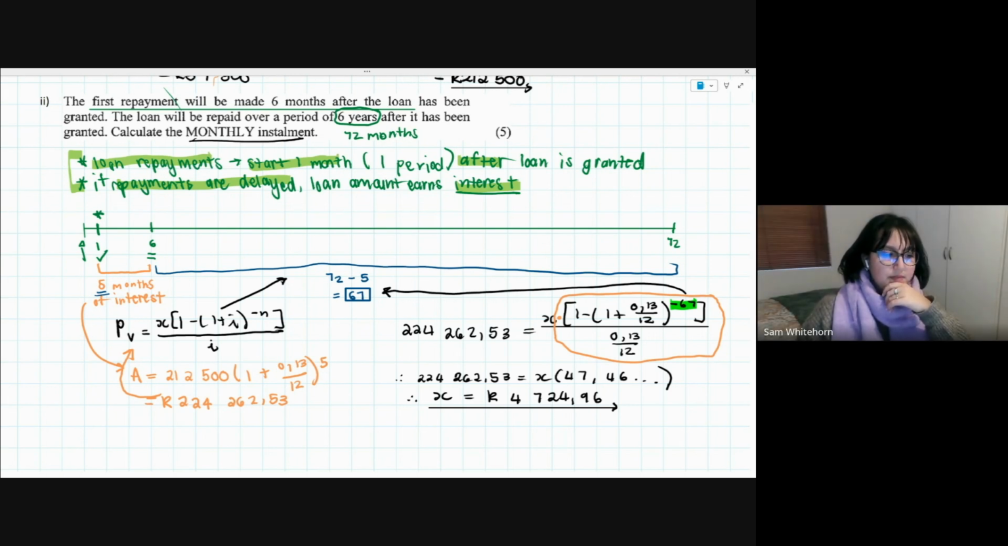Nice, Layla. Siamtanda, nice. Good, guys, well done. It would be less. It means you've got more time to repay your loan. It means that you haven't earned all that interest. So you haven't got that 5 months worth of interest, which means that you owe less. You've got more time to pay it off. And so that monthly amount would decrease.